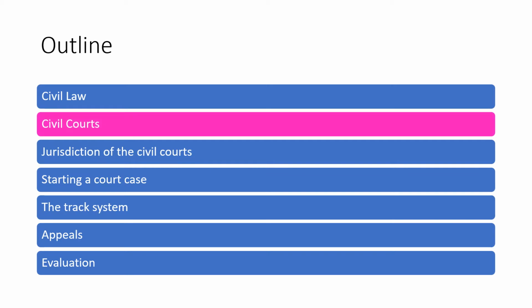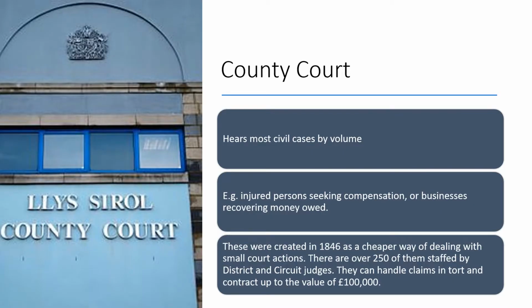Now again, you will be familiar with the civil courts. We have a county court. Okay, this is the lowest in the hierarchy, and it has most civil cases by volume. So for example, injured persons seeking compensation or businesses recovering money owed are examples of things which might be heard at the county court. Now they were created in 1846 as a cheaper way of dealing with small court actions. Now today there are over 250 of them, staffed by district and circuit judges. Now they can handle claims in tort law and contract up to the value of £100,000. Now this is subject to certain limits which we're going to discuss later on.